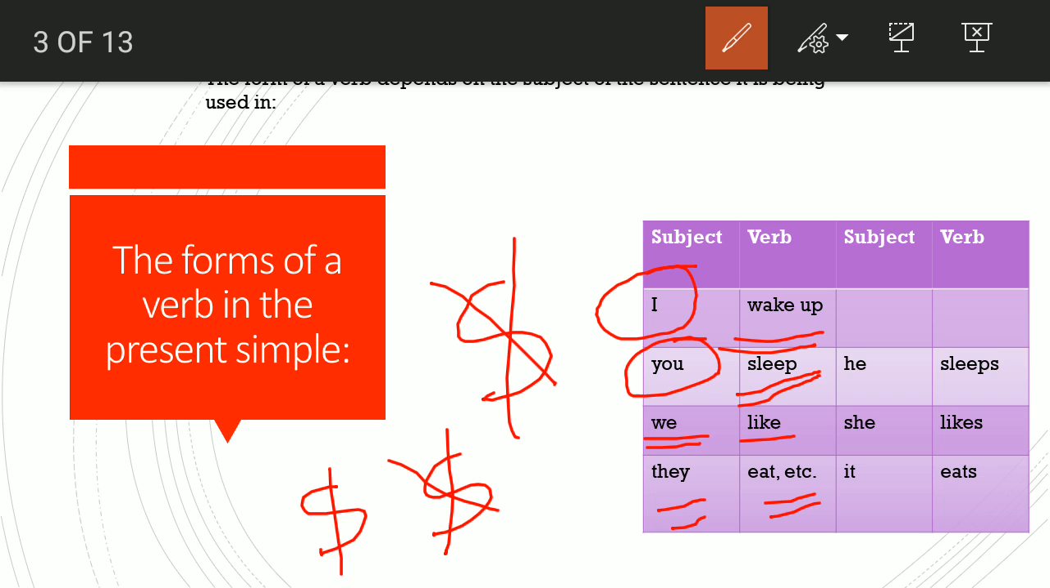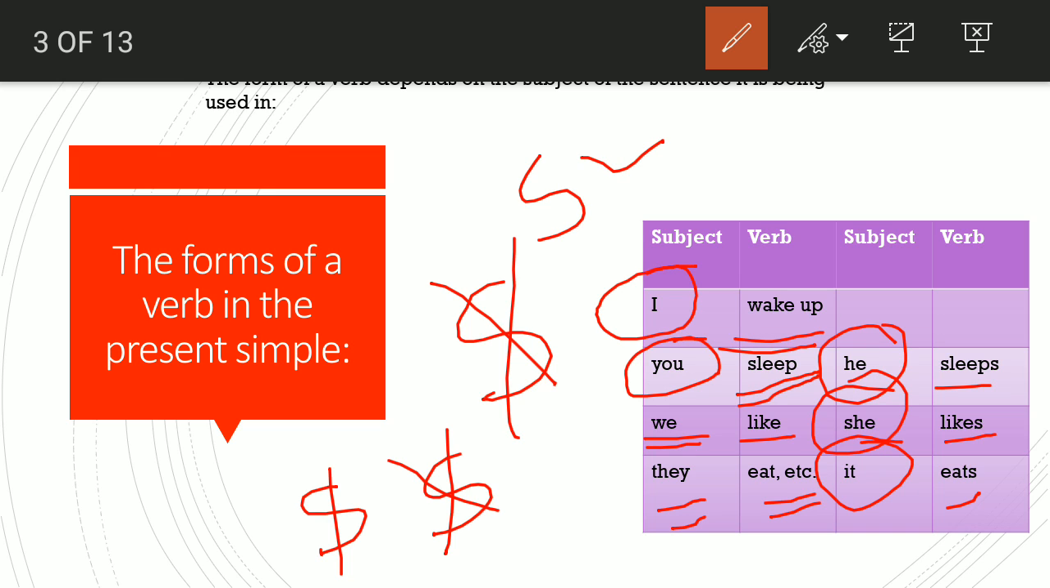But you see the difference. The moment it is he, she and it, हम जो verb है sleep, like, eat, उसमें S लगाते हैं और वो हो जाता है he sleeps, she likes, it eats. So generally all the singular form, जितने भी singular forms होते हैं उसमें verb में S लगता है. All the singular form, if we are talking about the boy sings, तो हम ये बोलेंगे कि the boy sings, उसमें हम S लगाते हैं.